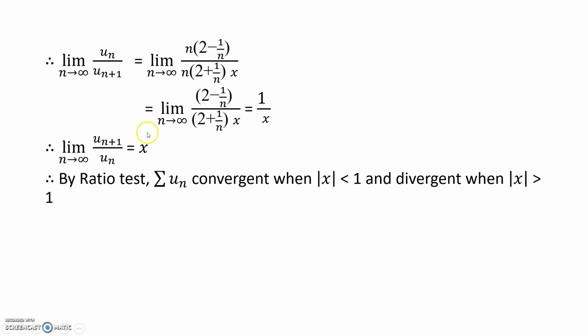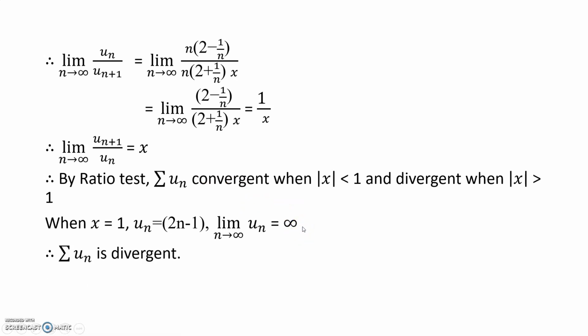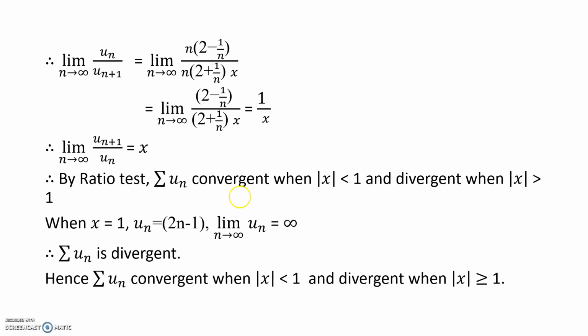If you give the value x is less than 1, summation un is convergent. If x is greater than 1, summation un is divergent. When x is equal to 1, you will get the infinite value. Therefore, summation un is divergent. Hence, summation un is convergent when mod x is less than 1 and divergent when mod x is greater than or equal to 1. That is, for x equal to 1 it is also infinite, greater than 1 is also infinite. Therefore, divergent when mod x is greater than or equal to 1.